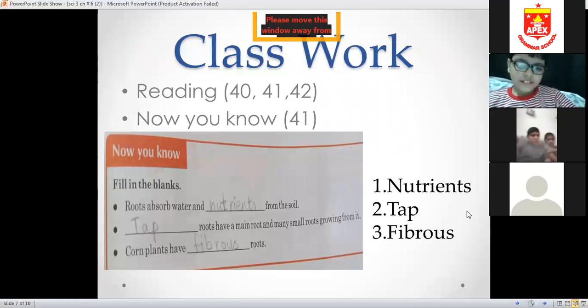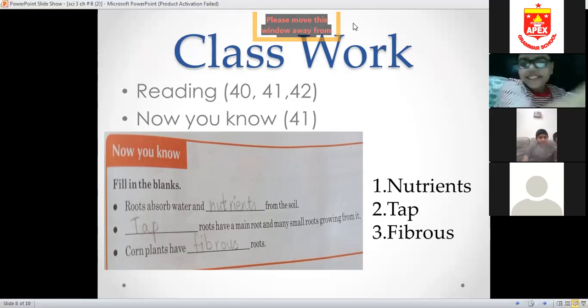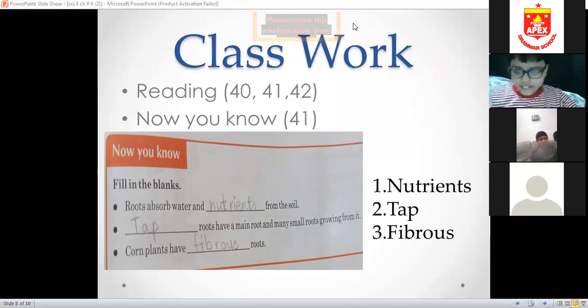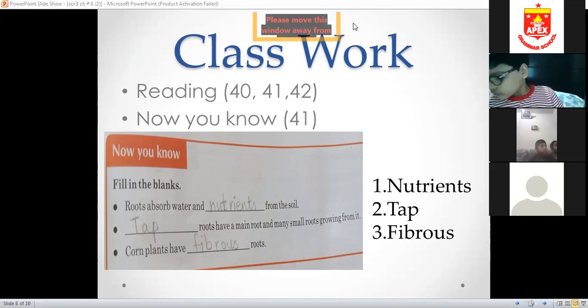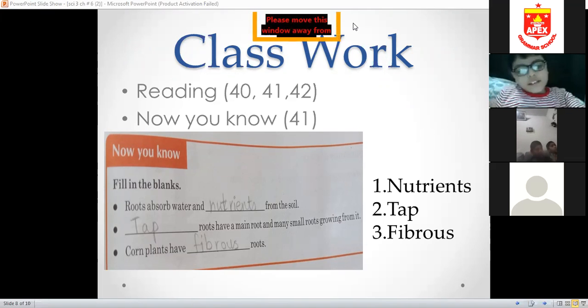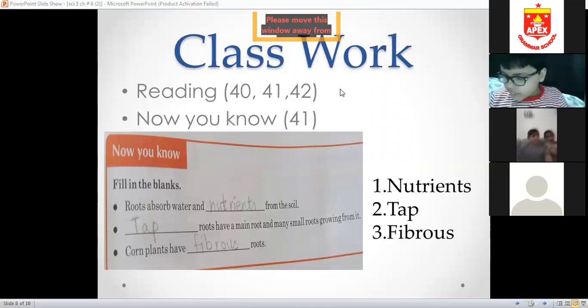Okay, so moving forward to the reading. Students, now you can unmute by yourself. I am going to tell the name of a student, then you are going to unmute yourself and continue reading from page number 40. The first student is Mahat. Yes, Mahat, continue from page 40.